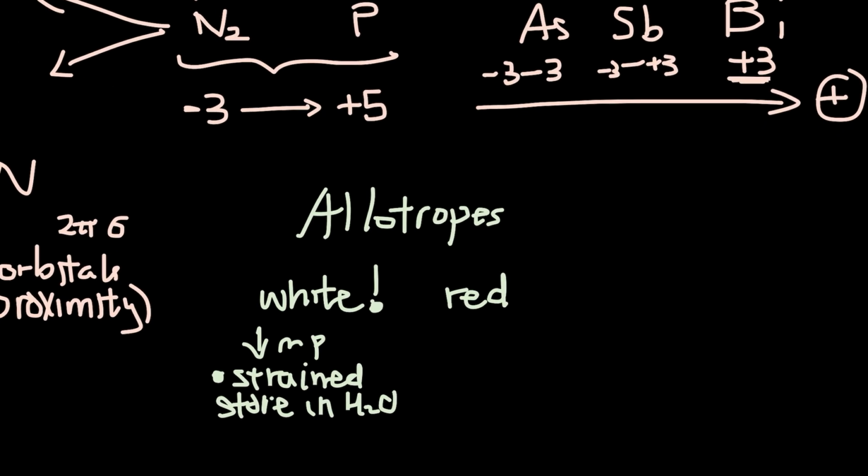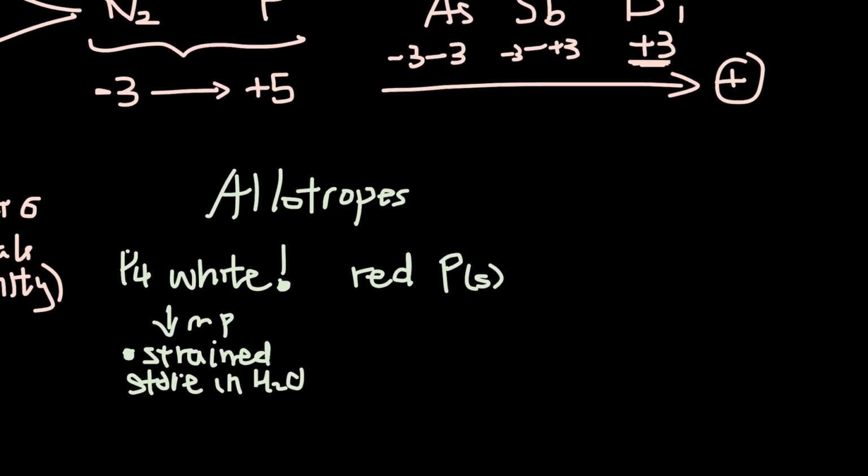Whereas red phosphorus is just P solid. White phosphorus is P4. Red phosphorus is non-toxic. It has a high melting point. It's unstrained and it's in a polymeric chain, which means it is altogether less reactive. Fun fact about red phosphorus: when you strike a matchbox surface, it's actually red phosphorus being quickly transformed into a small amount of white phosphorus.